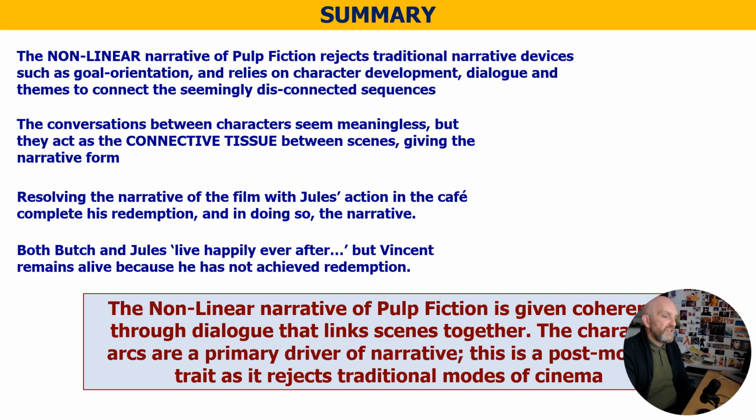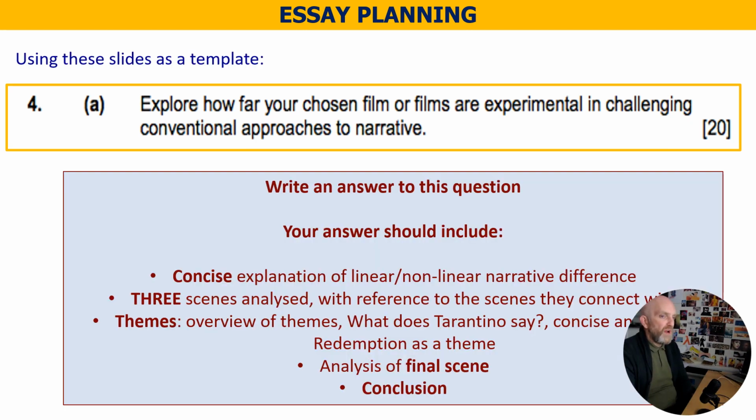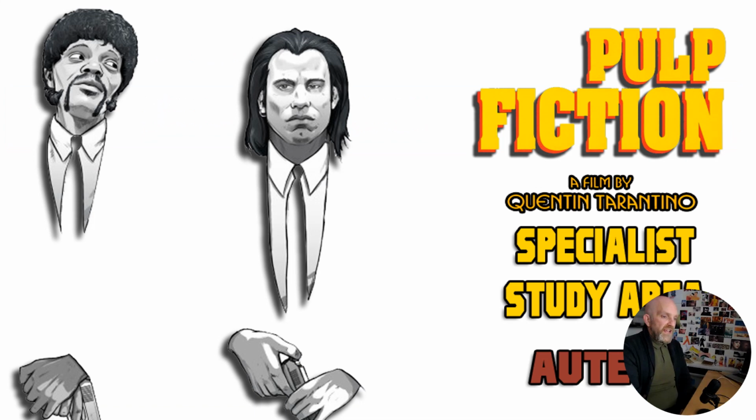The nonlinear narrative of Pulp Fiction is given coherence and form through dialogue that links scenes together. The character arcs are the primary driver of narrative. This is a postmodern trait as it rejects traditional modes of cinema. So, hopefully, what I've talked about will give you at least a framework to answer this question: how far your chosen film or films, Pulp Fiction, are experimental in challenging conventional approaches to narrative. So hopefully that's helped a little bit.